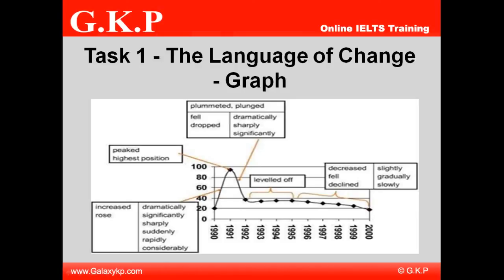Now, we're not sure what we're talking about here because we haven't got people or car sales or something else, but it could be any of those things. You can also use rose significantly or rose sharply. Okay, that's fine.